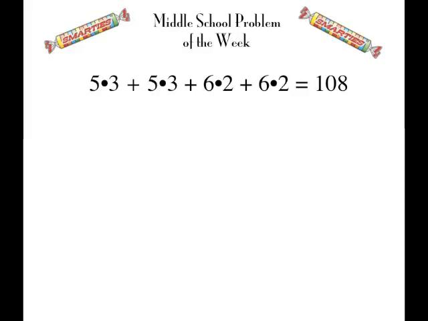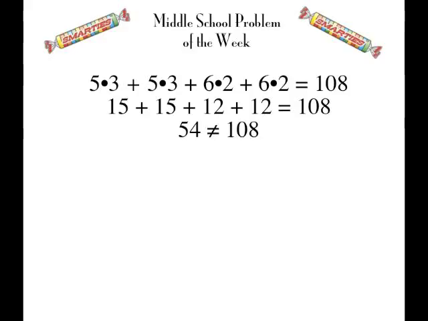Well, we started with the smallest possible number. Since both have to be bigger than 1, and the first number has to be larger than the second number, we have this equation. We do the math. 15 plus 15 plus 12 plus 12. Well, that only adds up to 54. So we're not close to 108 yet.